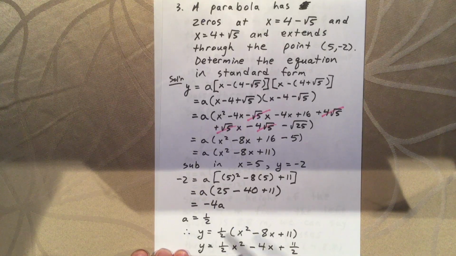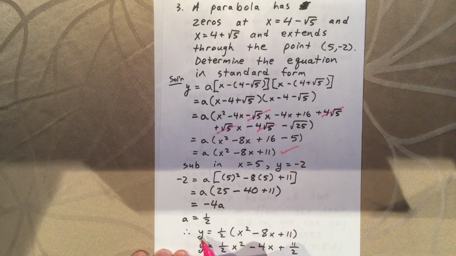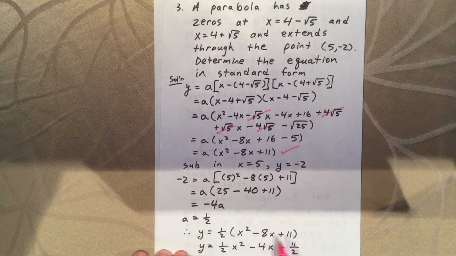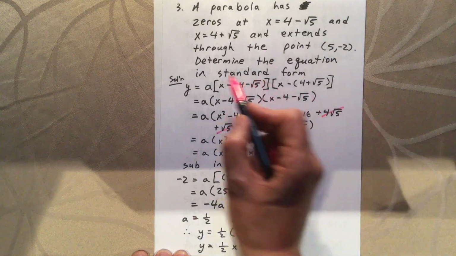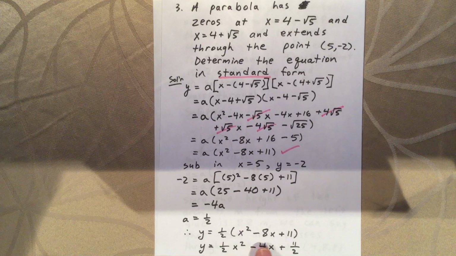So now we can go back to this line right here, and we can say y is equal to 1/2 times (x squared minus 8x plus 11). And when we distribute that 1/2 in, because the question wants it in standard form, we get y equals 1/2 x squared minus 4x plus 11 over 2.